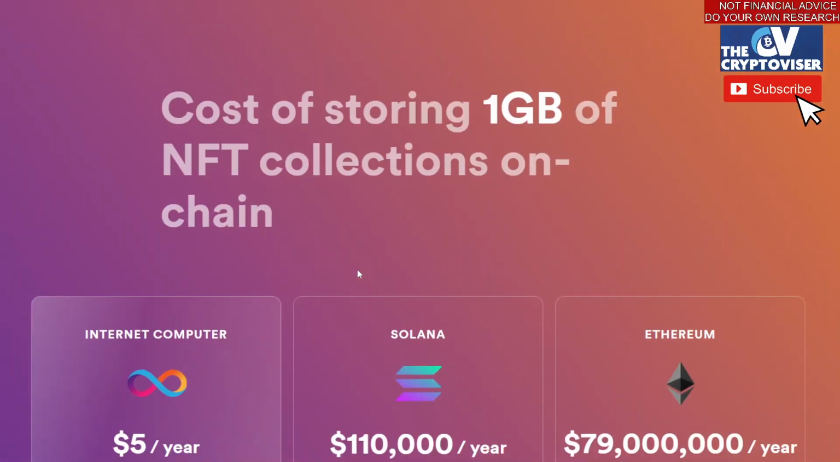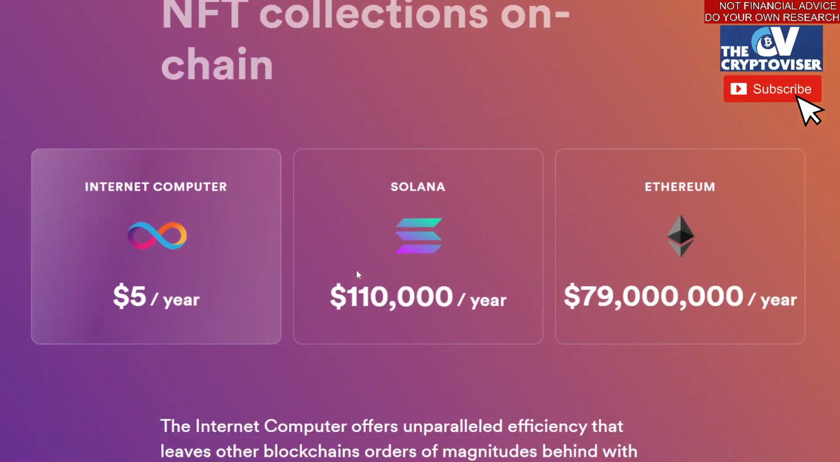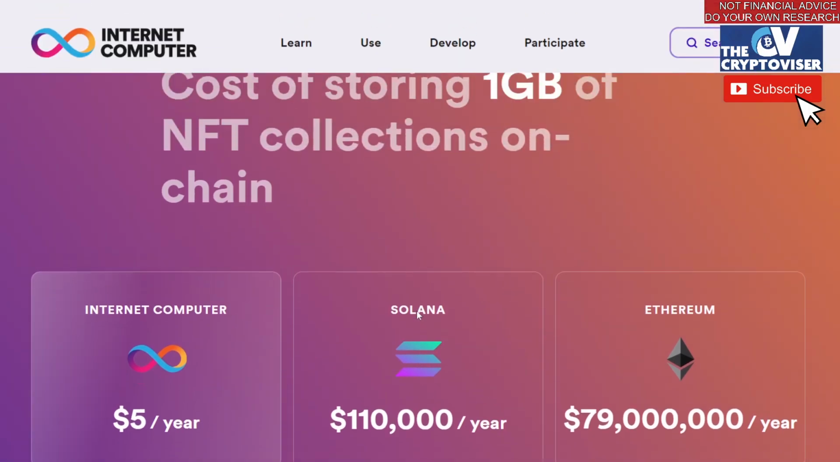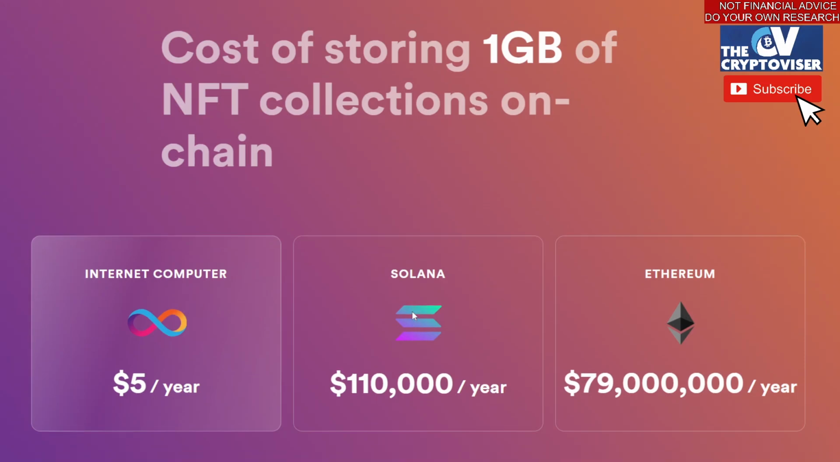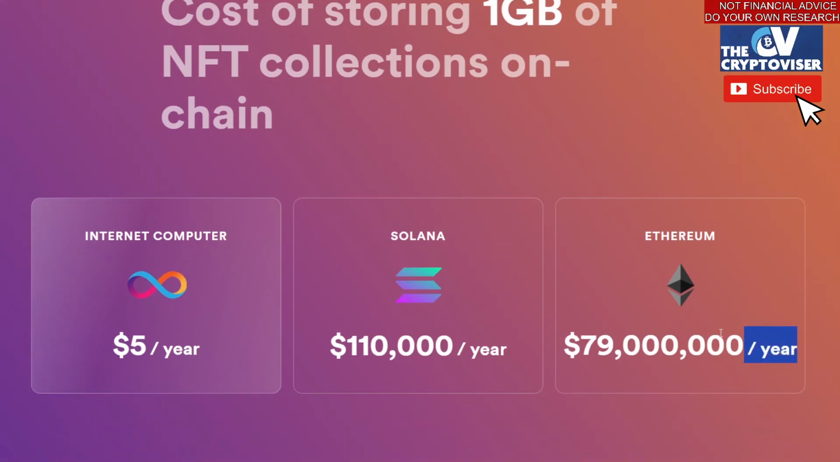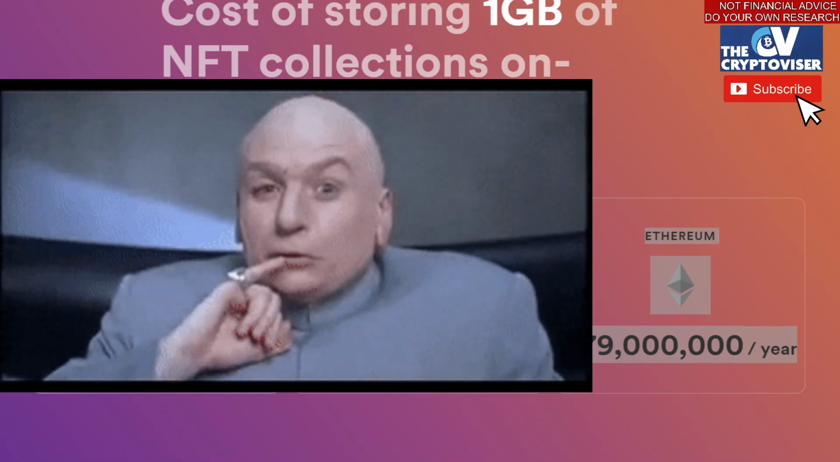The cost of storing a 1 gigabyte NFT collection on-chain with the Internet Computer is $5 a year. If you're talking about Solana, it's $110,000 per year. Again, this is the cost of storing 1 gigabyte of NFT collections on chain. With Ethereum, $79 million per year.